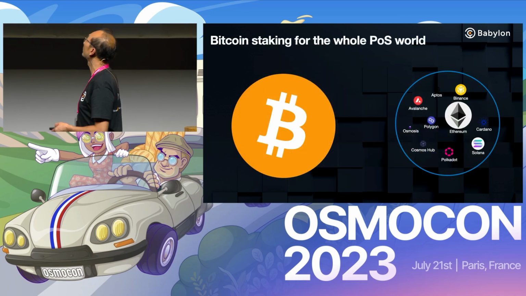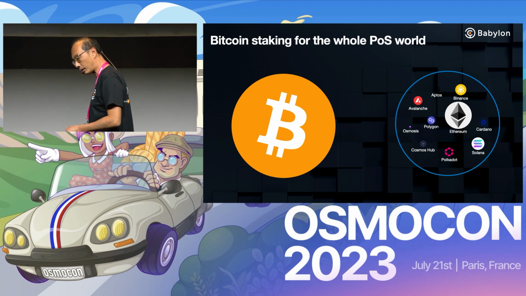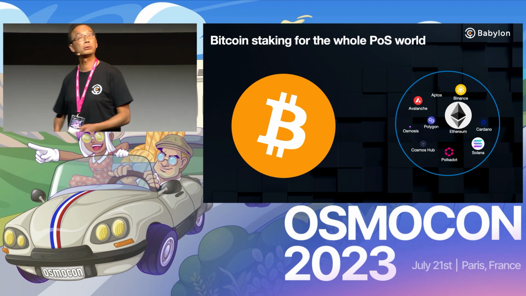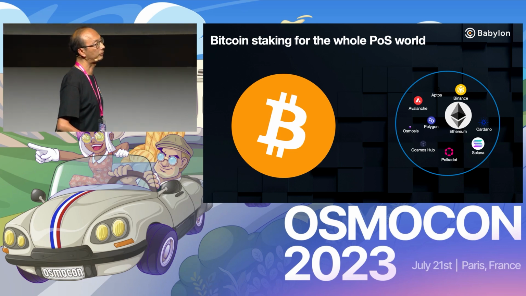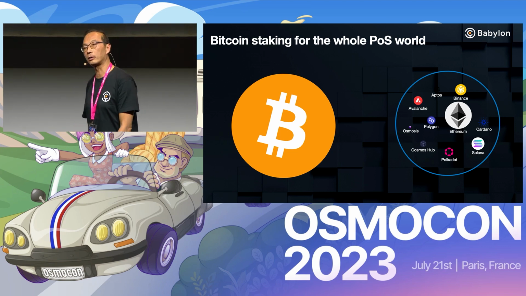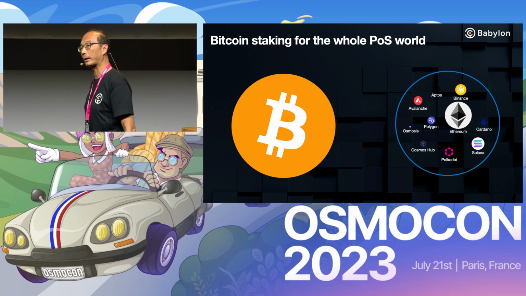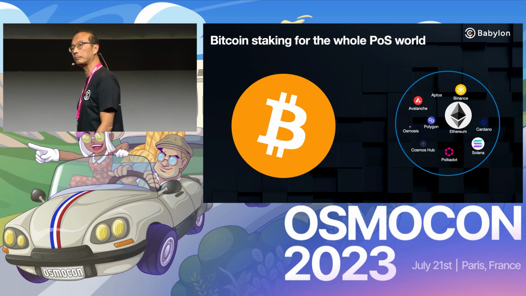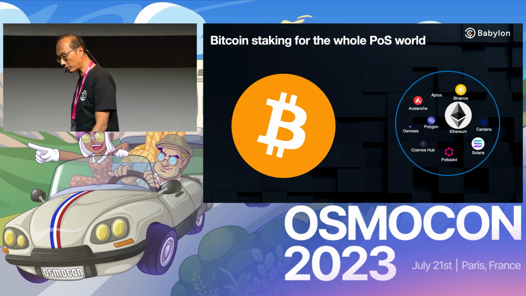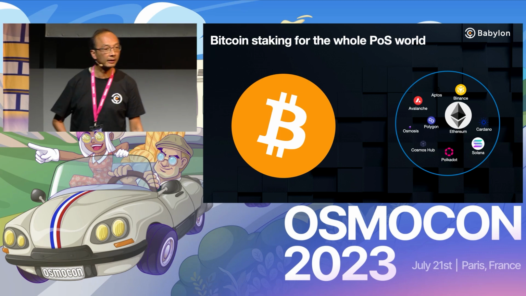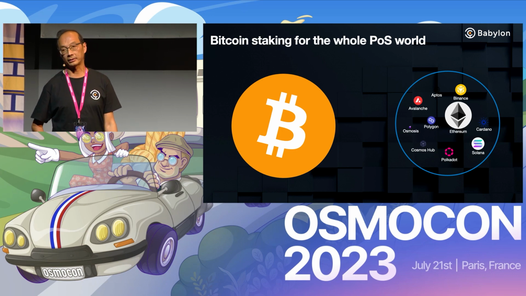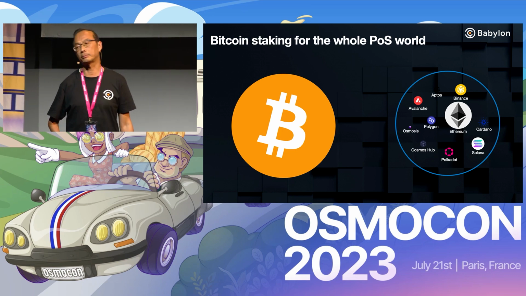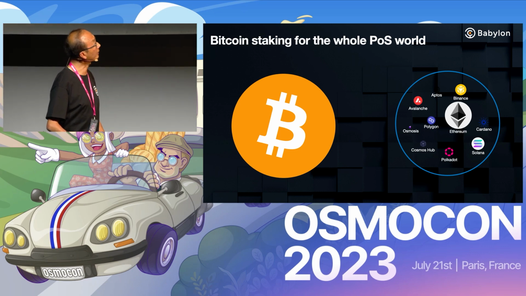So the vision we have for this project of Babylon is to provide Bitcoin as a resource for staking, not only for Cosmos, not only for Osmosis, but also for the entire proof-of-stake world. So we want to be able to design a protocol that can share the security of Bitcoin, a 600 billion asset, to any proof-of-stake chains that would want this asset as part of the staking asset portfolio. So that's the vision.